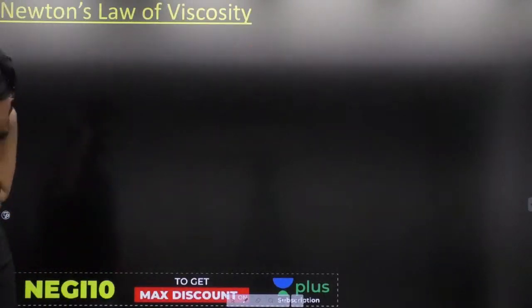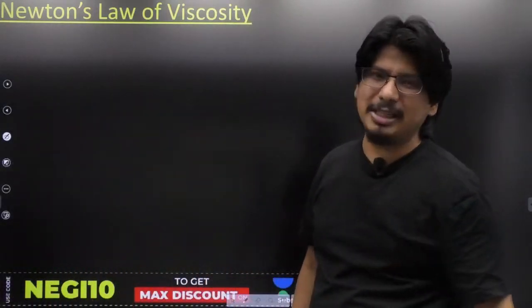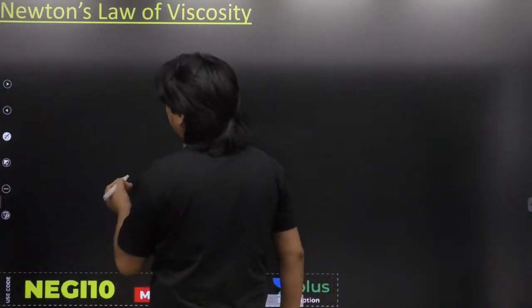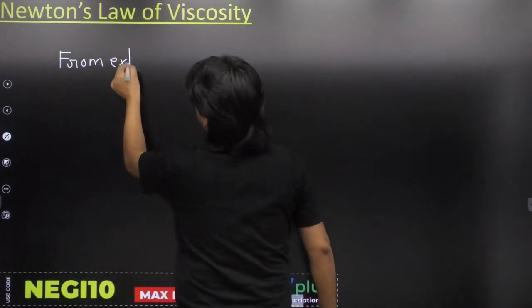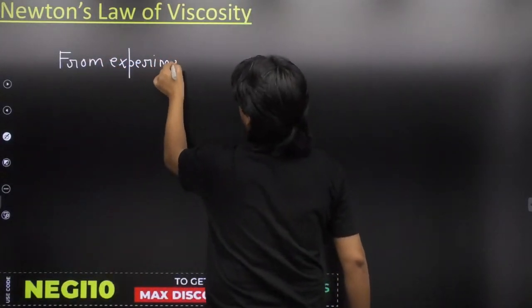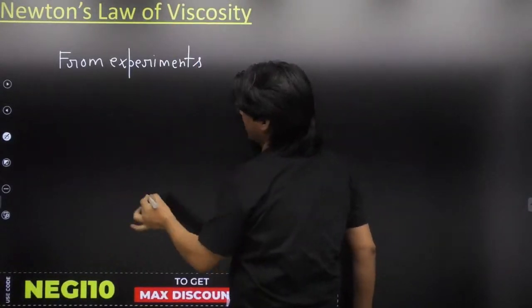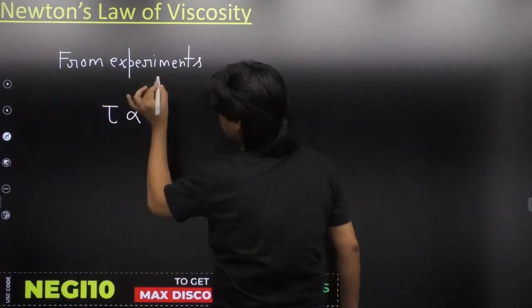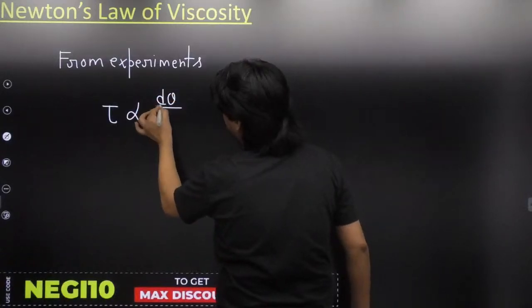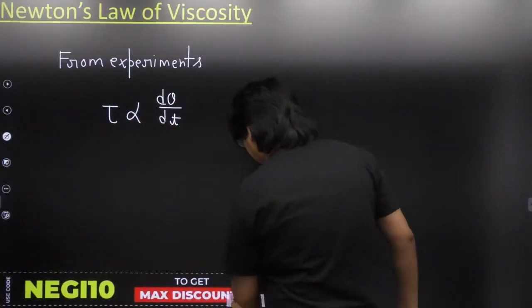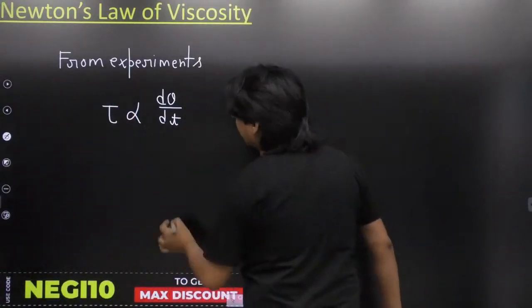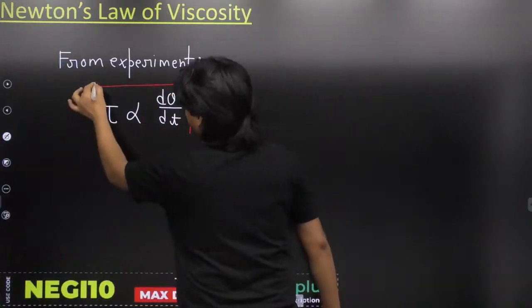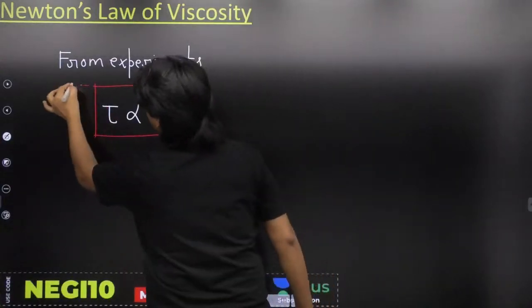This I have already given you. Now Newton's law of viscosity. Do you remember what is Newton's law of viscosity? Newton conducted a number of experiments, and from the experiments he observed that shear stress is directly proportional to d theta by dt. This is your Newton's law of viscosity. Shear stress is directly proportional to shear strain rate.